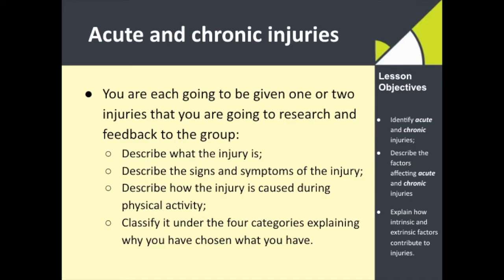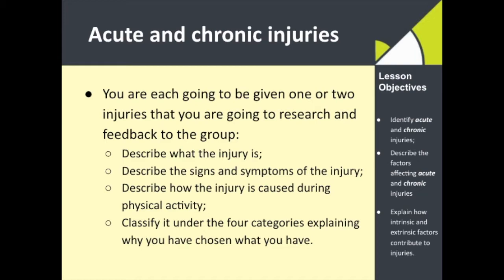Now we have an understanding of what acute, chronic, soft and hard tissue injuries are. You're now going to be given the task of researching one or two injuries that you're going to feed back to the class through a presentation and a handout. I'll share the group shortly and the injuries that you've been given. What I would like for each injury that you're given is for you to describe what the injury actually is.